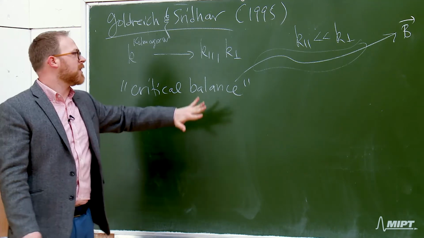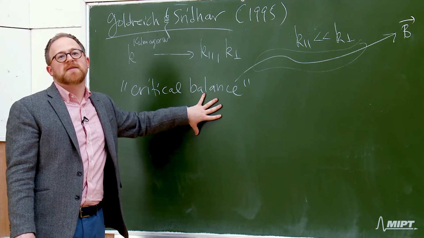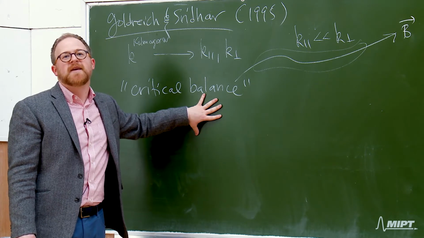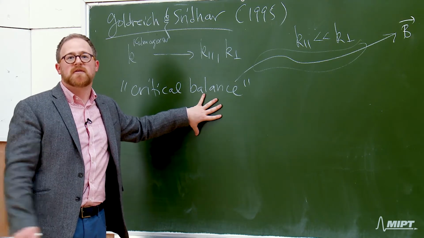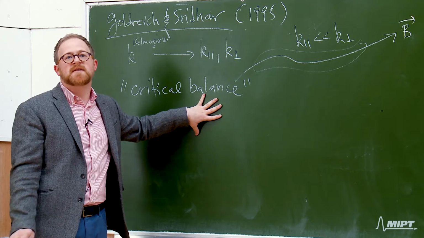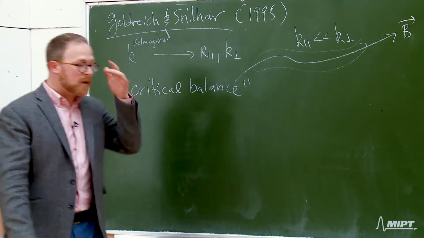Like I said, what's going to come out of this is a 5/3 spectrum, but some simulations still show a 3/2 spectrum. And so this led people like Stas Boldyrev to make some adjustments to this theory. I'm not going to go into those adjustments. I'm just going to give you the original Goldreich-Sridhar picture.